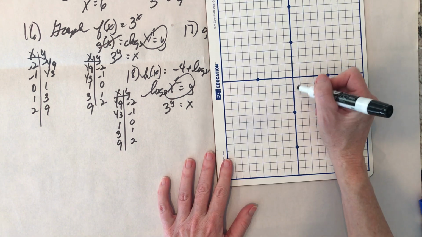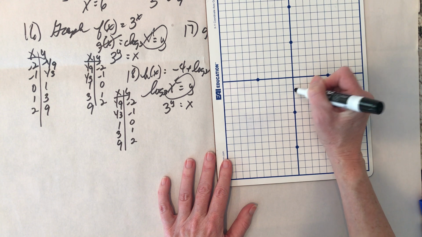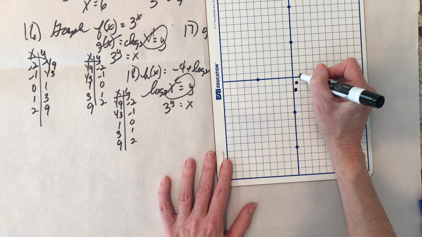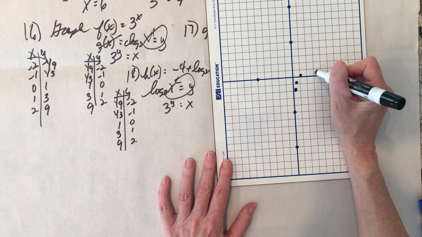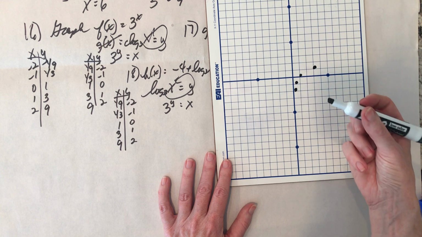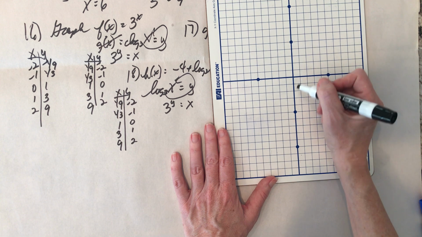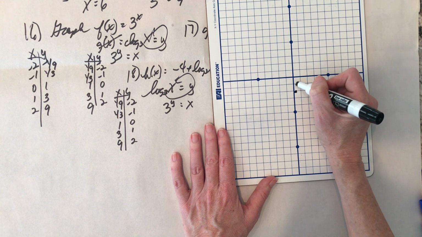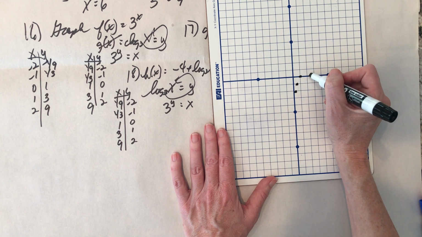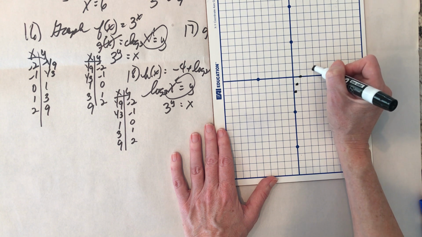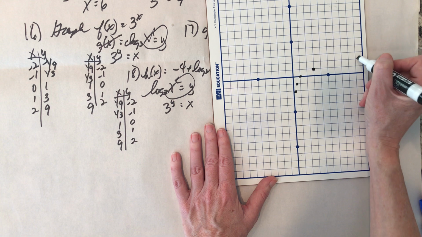(1/9), -2, 1/3, 1 0, 3 1. It's all high. Oh, I see what I've got going on wrong. Let me start over. 3 1 and 9 2.